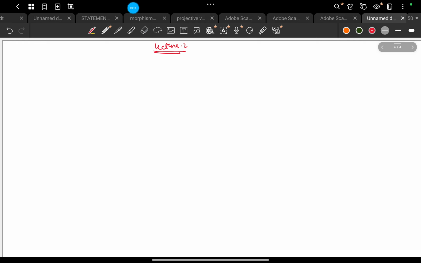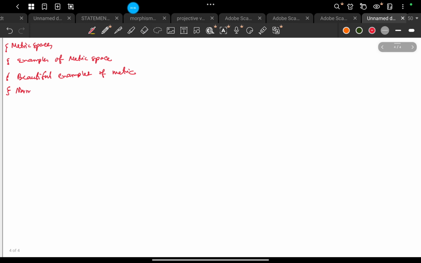In the last lecture we started with the definition of metric spaces and also gave some examples of metric space, some beautiful examples of metric, not matrix, it's a metric. And just a short introduction of non-linear spaces. We'll come back to the nonlinear space again once we study the Banach spaces and the completeness properties, but for now let's keep it.